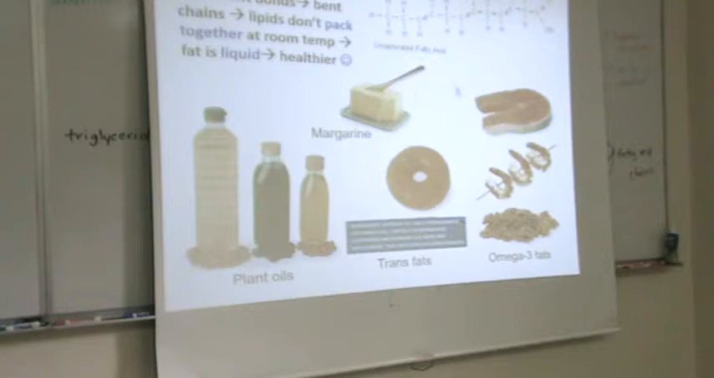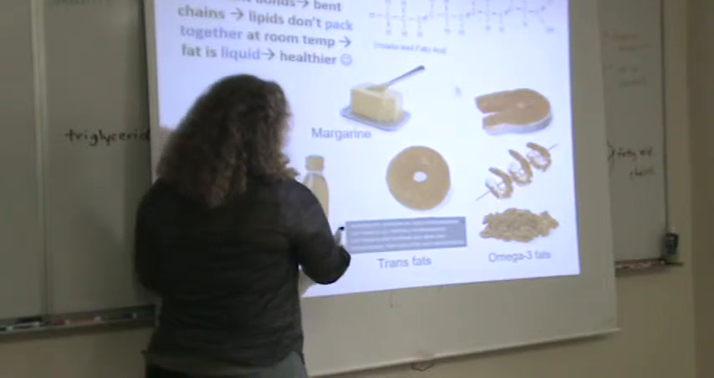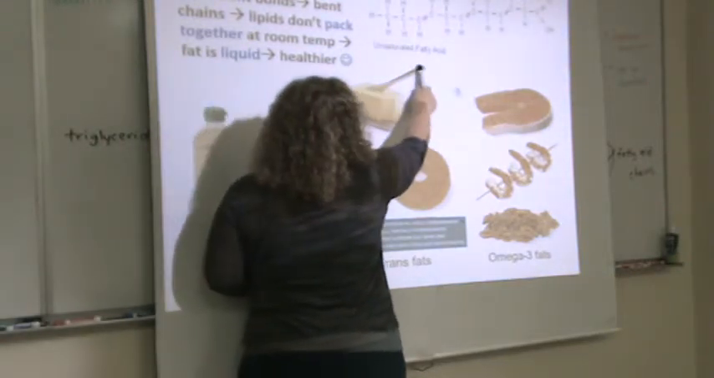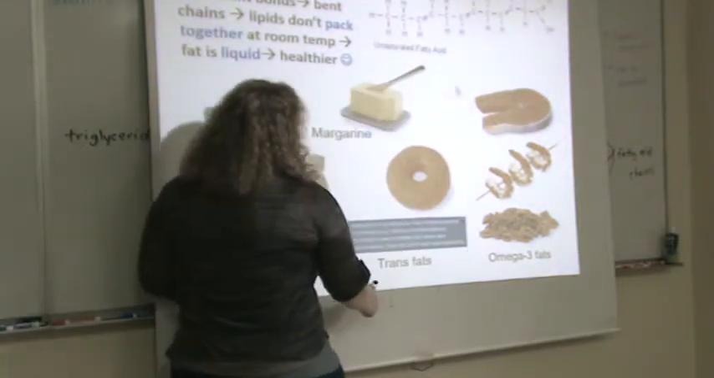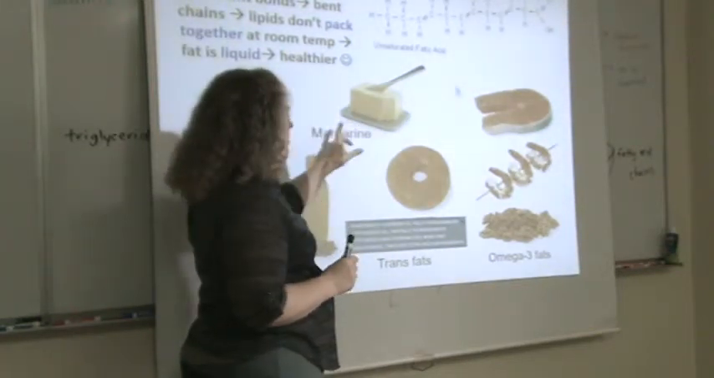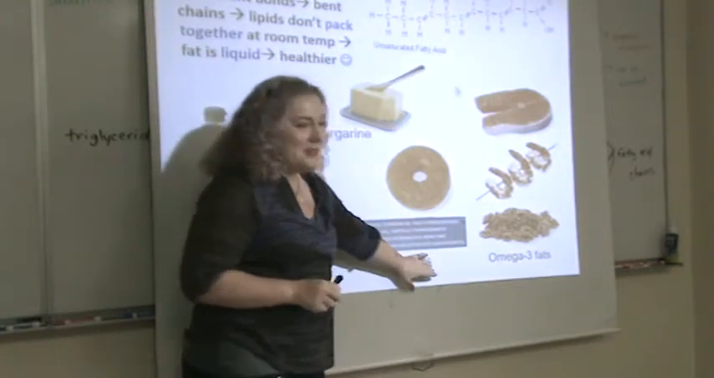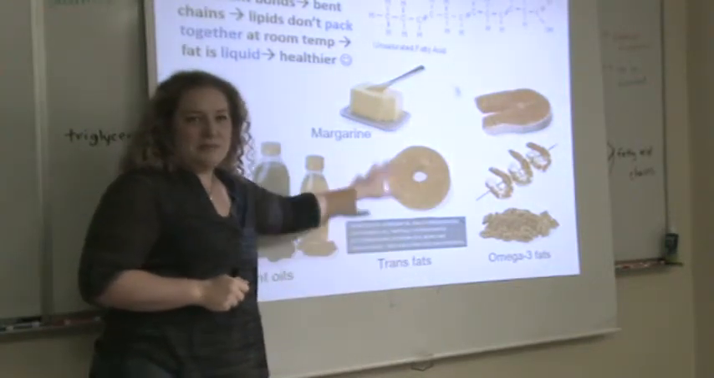Fats that have double bonds in the chain, and please draw a circle around this. This is kind of stuck. It shouldn't be in here. Margarine and donut. Please draw a circle around that and put it with trans fat, which is a separate concept.